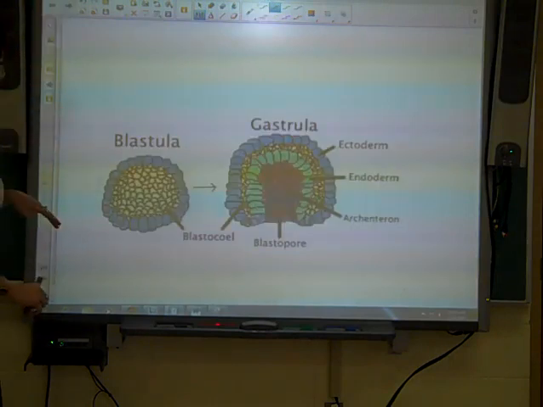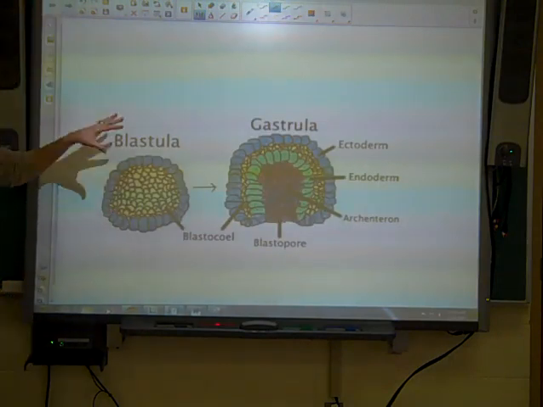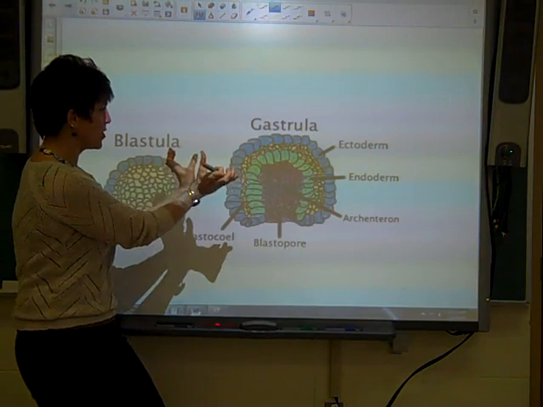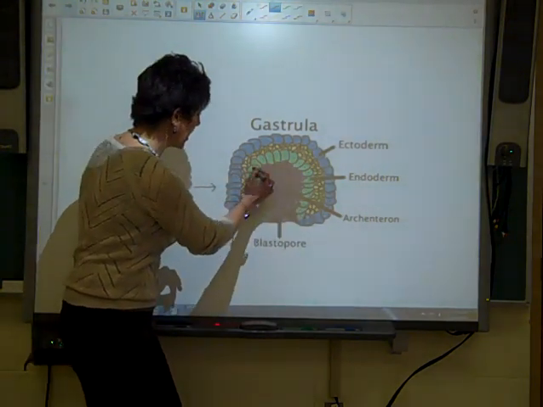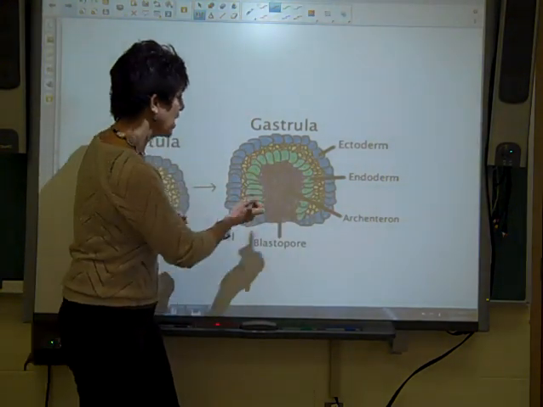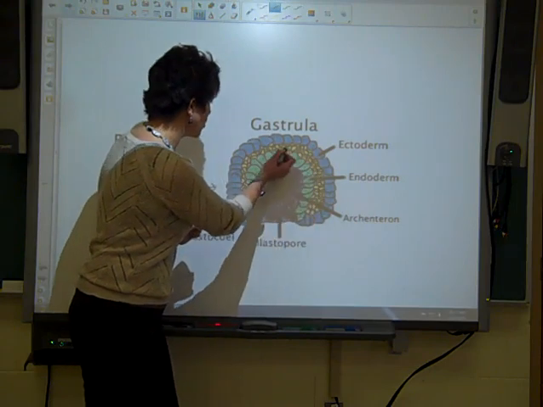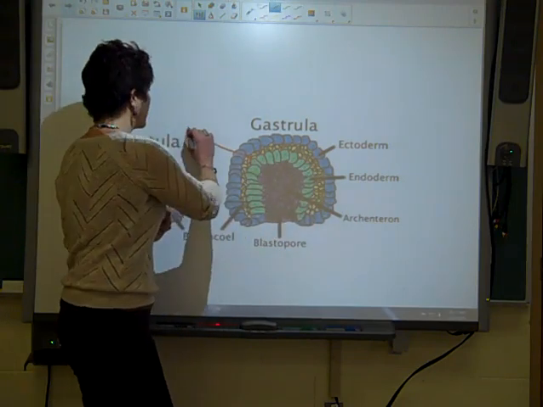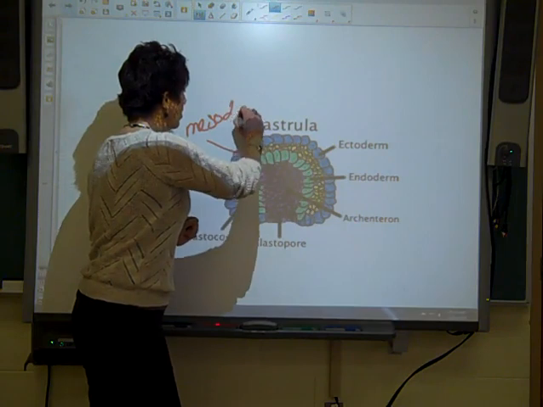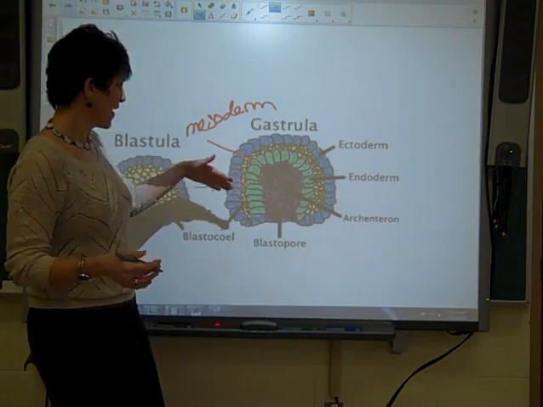All right, next slide here. I just liked how this picture showed the blastula and then how it pushed in. So this green would represent the endoderm. The mesoderm would start to form where the yellow is. Last to form, but that's where it would form.